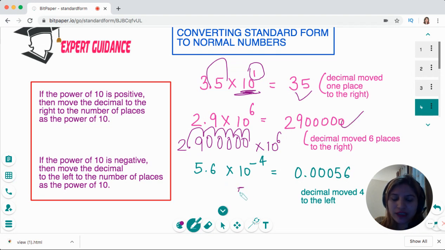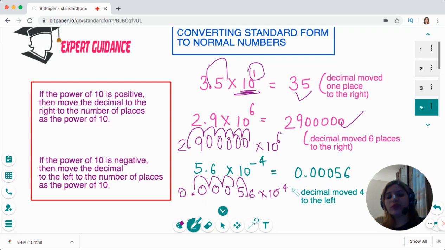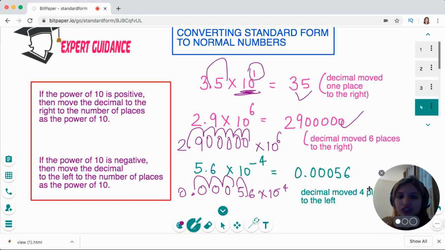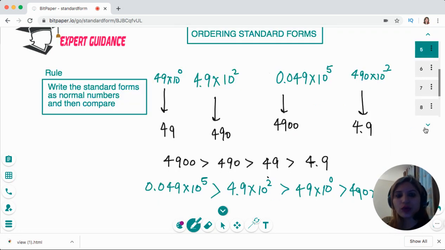Now this is 5.6 times 10 to the power minus 4. Here, it will move 4 places to the left. So 1, 2, 3, 4. So you will get 0.00056. Okay, so I hope this is clear to you. How do you convert the standard form to normal numbers?